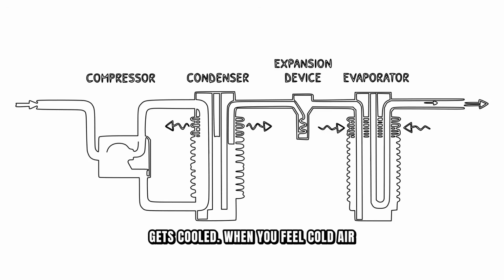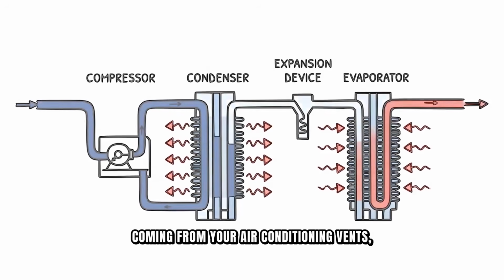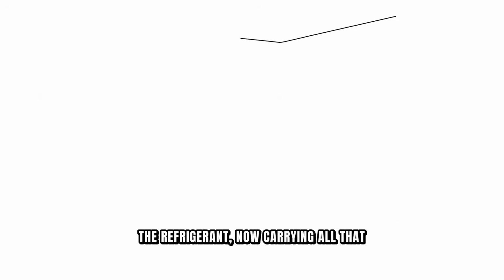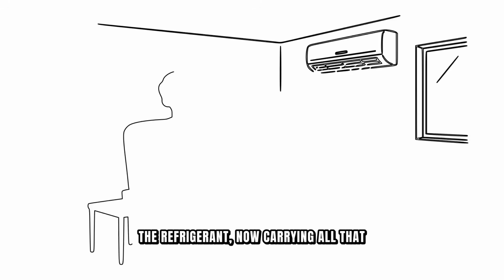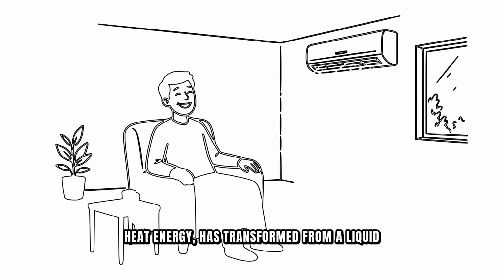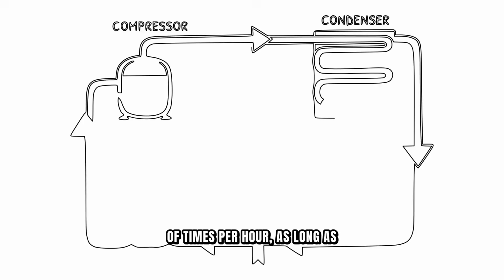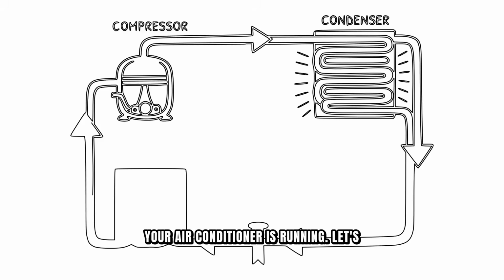When you feel cold air coming from your air conditioning vents, that air has been cooled by passing over the evaporator's cold tubes. The refrigerant, now carrying all that heat energy, has transformed from a liquid into a gas. This gas then travels back to the compressor, and the entire cycle begins again. The process repeats continuously, dozens of times per hour, as long as your air conditioner is running.